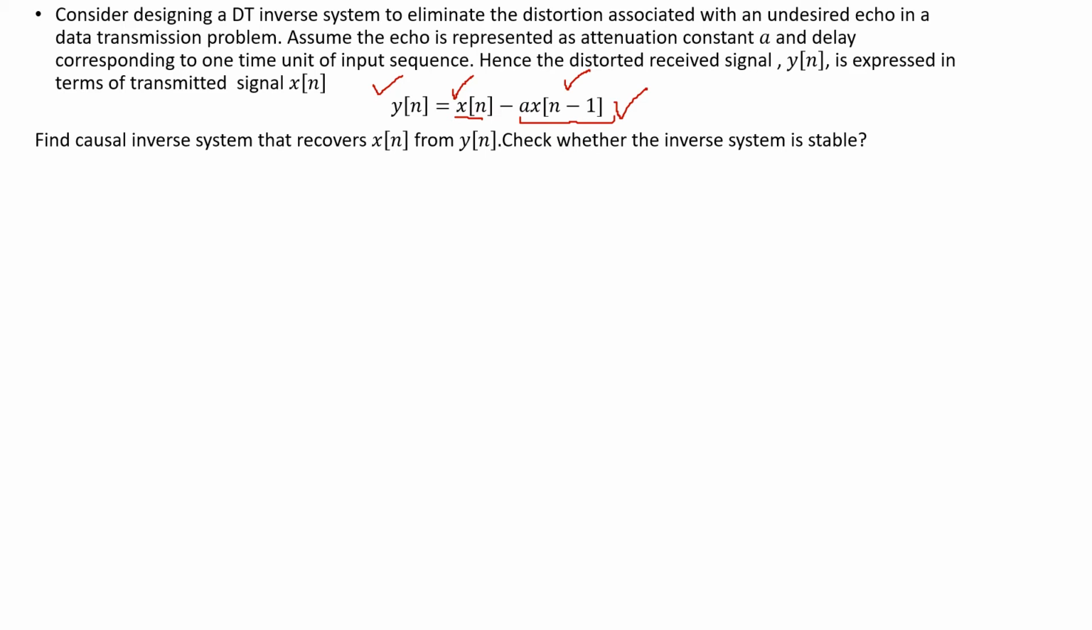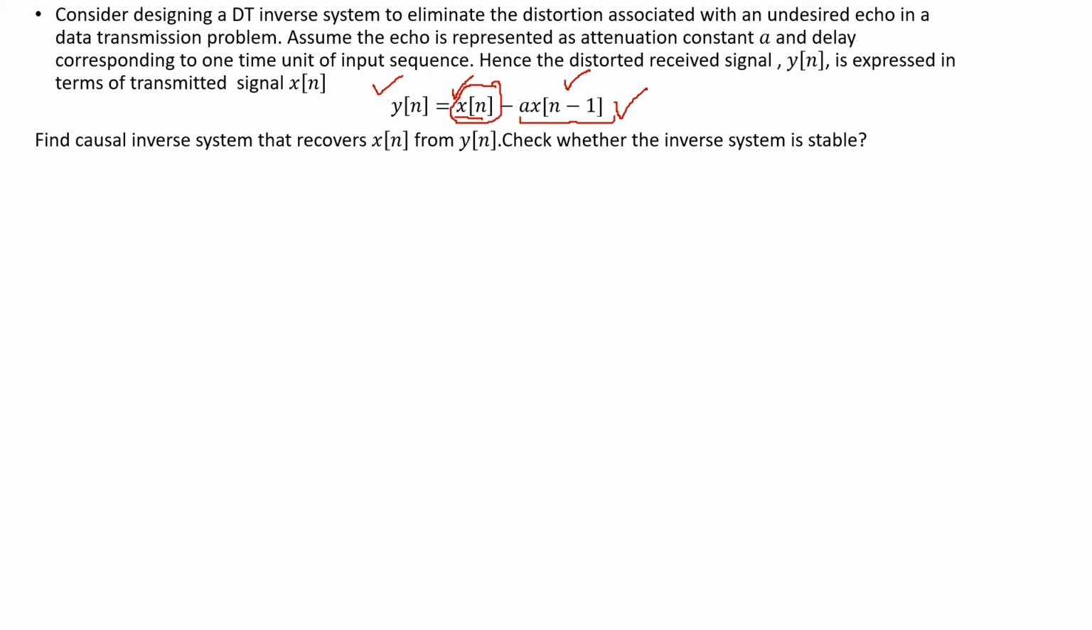So now our problem is to find the causal inverse system that recovers x of n from y of n. That means we want to discard this one, because our original signal is distorted due to the echo, which is the delayed and attenuated version of the same signal. Because we are not given the impulse response of the system, the first step is to find the impulse response of this system.